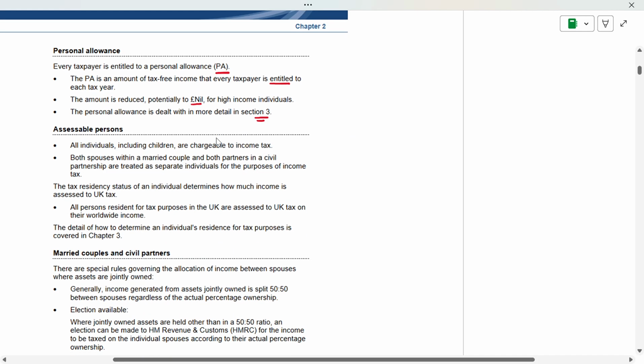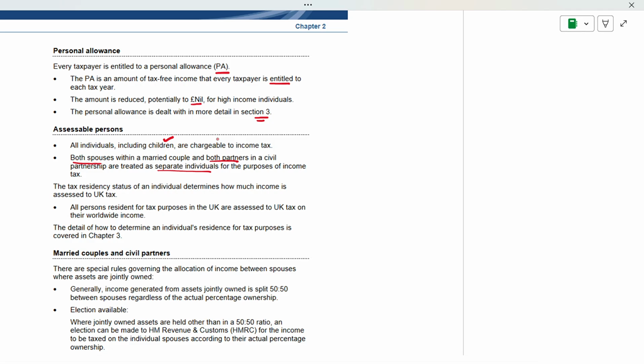Okay, who are the assessable? All individuals, including children. Getting my point? See, this is the most important part. Okay, who are chargeable to income? Both spouses within a married couple, and both partners in a civil partnership as well, will be treated as separate individuals. Fine, this is not difficult.